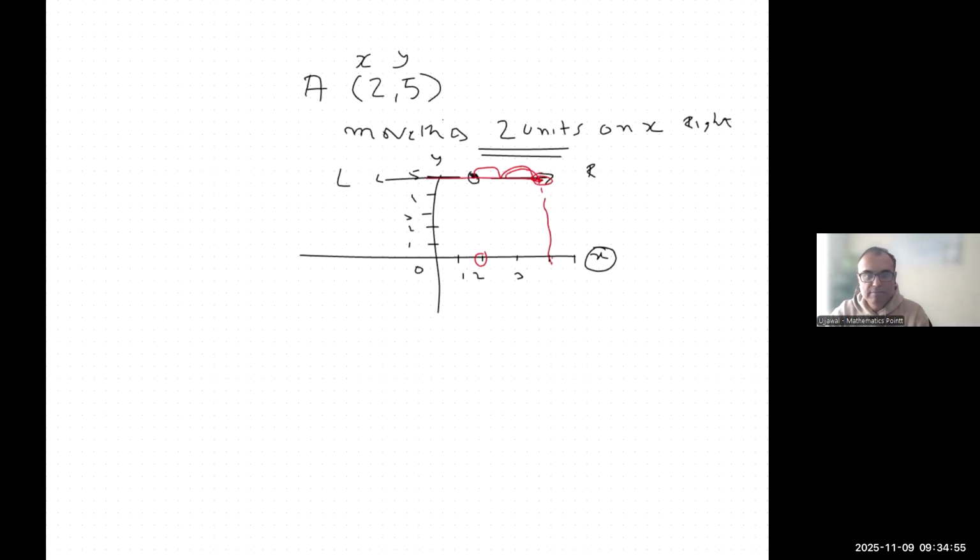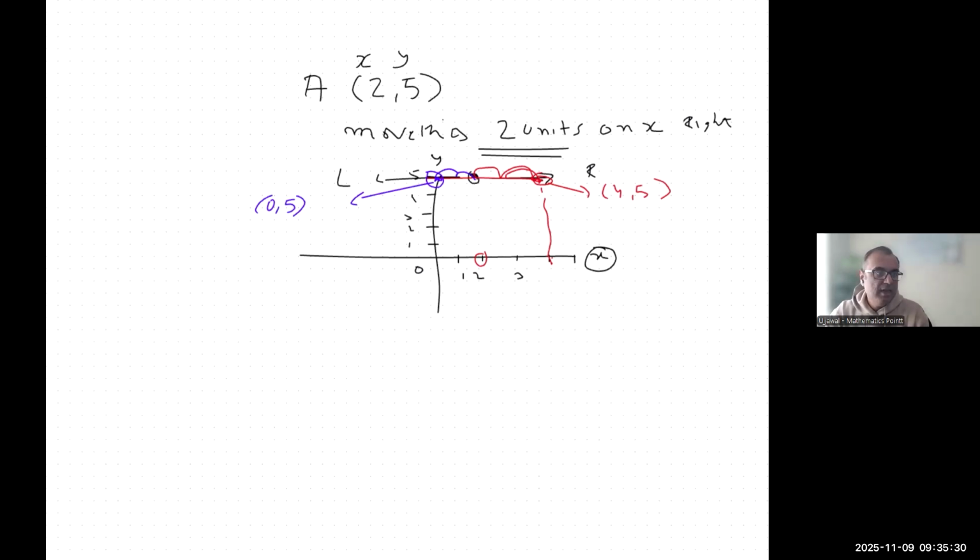So I am sitting here now, which is 4, comma 5. If I would have moved on the left hand side, I would have sat here, which is 0, comma 5. So don't just blindly jump the gun. It is important to understand, when you are moving on the Cartesian plane, where are you moving? Left or right if it is horizontal.